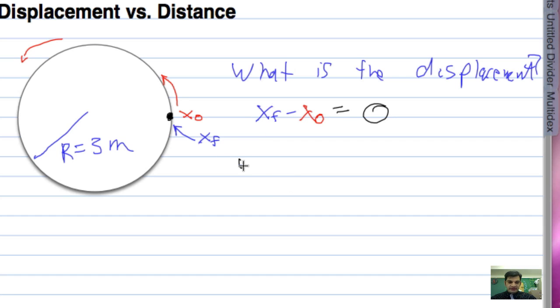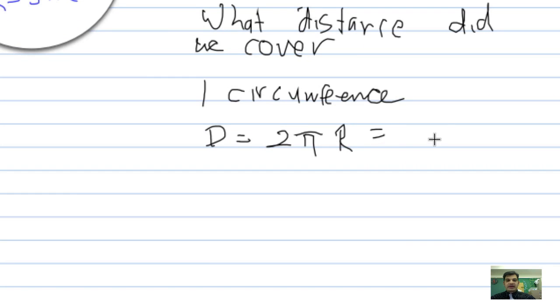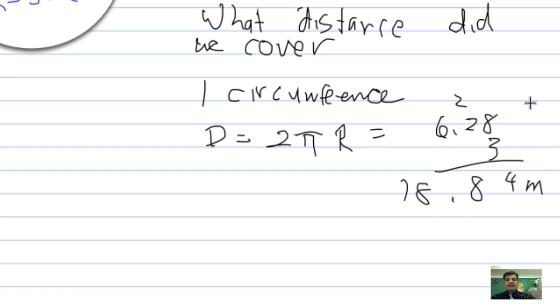Now, the other question we ask is, what distance did we cover if we go all the way around? And the answer there is, well, we're going one circumference. So what we can actually say is the distance is 2 times pi times the radius. When we actually calculate that, that ends up being like 6.28 times 3. So 18.84 meters. That's the actual distance that we traveled. Okay. So that's the basic idea. That's just an example to sort of explain it.